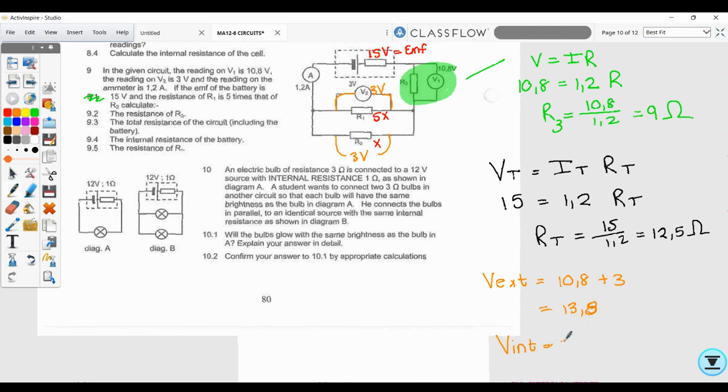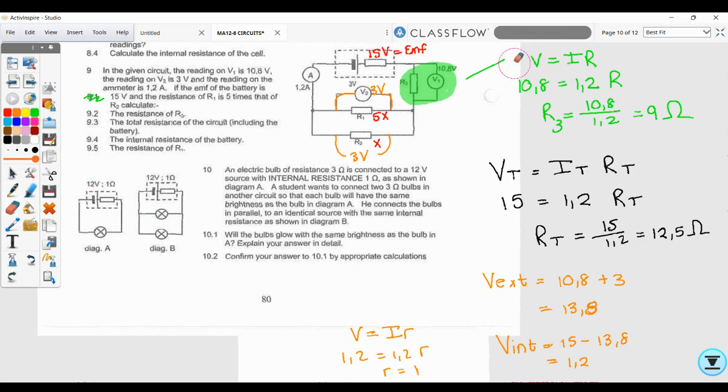13,8. So this is going to be 15 minus 13,8, which is 1,2. So that's V internal. And once I have V internal, I can say V equals I times little r. I know that 1,2 is equal to I, which is 1,2, times little r, so little r is 1. That's one method. 1 ohm.